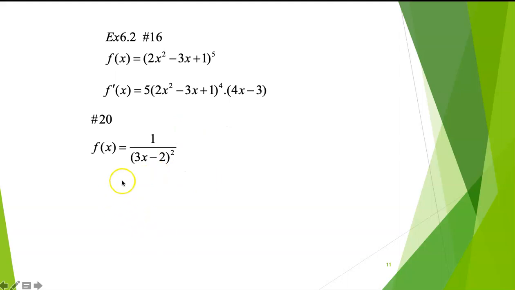Next one here, you can see I've got 2 dolls again. I've got this one here to the power of 2, and I have this bit here, the inside of this bracket. I first need to prepare my function for differentiating the same way that I've dealt with the polynomials. So to prepare it for differentiation, you will change it into a negative power first.